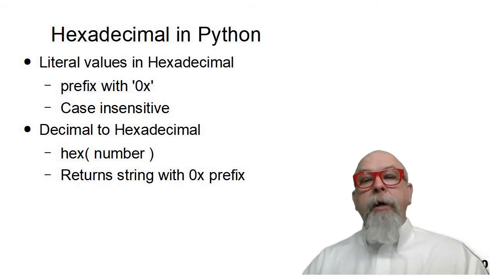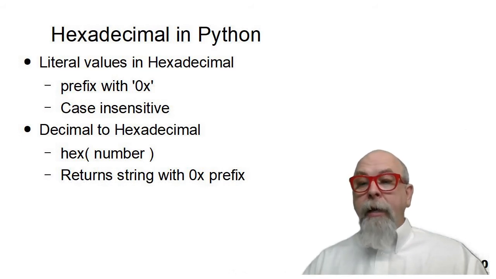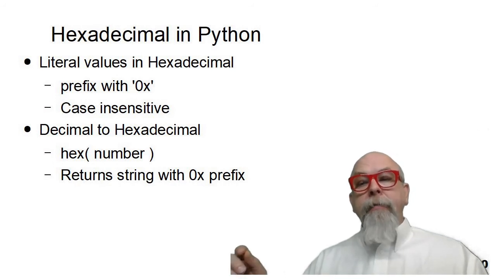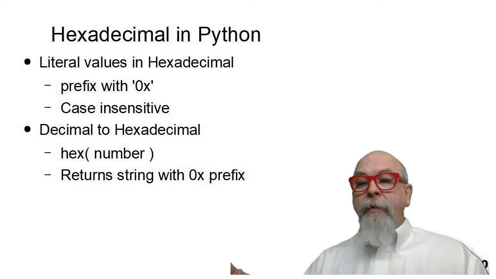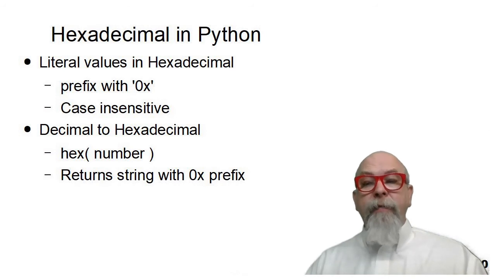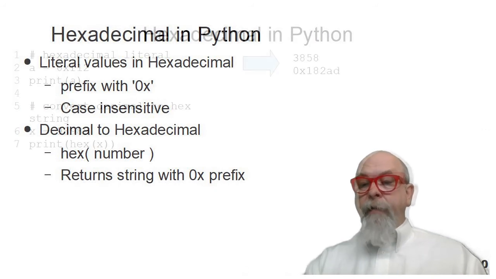Like with binary numbers, Python will let you put integers and integer constants in as hexadecimal. You put the 0x prefix in front of it, so 0xff is the same as a decimal 255. In Python, creating numeric constants using the 0x prefix is case insensitive, so whether you write it with uppercase or lowercase letters, it really doesn't matter. And you can use the hex function to convert an integer into a string, and the string will have a 0x prefix in front of it.